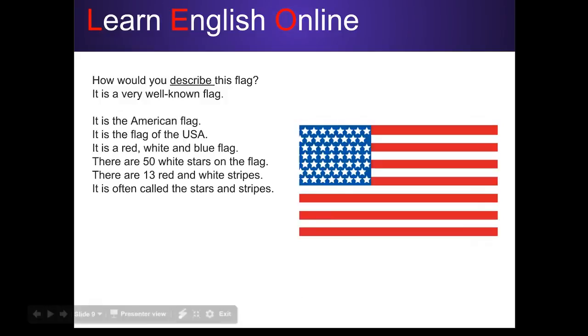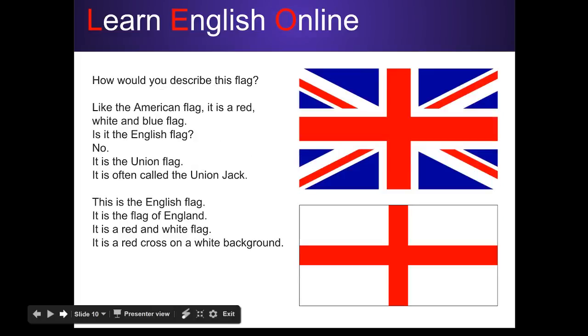And if you remember, the stars are white stars on a blue background. Please don't count them. But the stripes are red and white stripes, because they're even, there's no background as such. You could say red stripes on a white background, or white stripes on a red background, or red and white stripes. So this is not the English flag. This is the English flag.